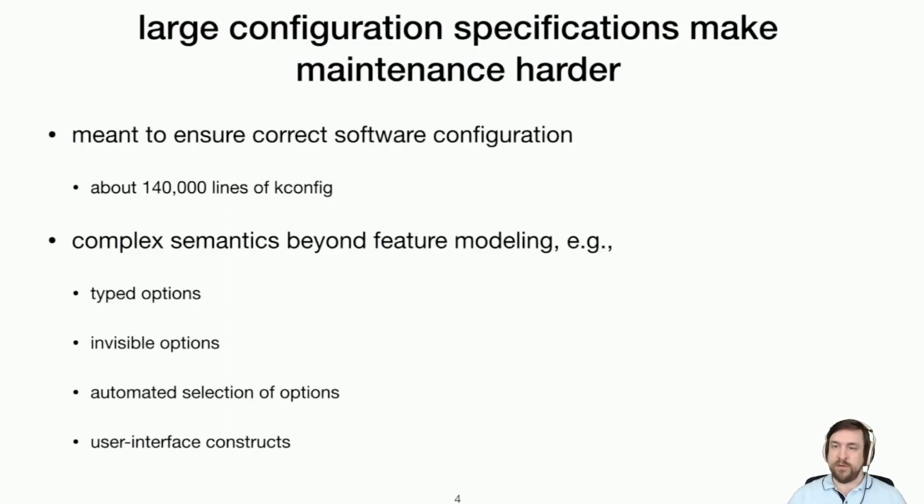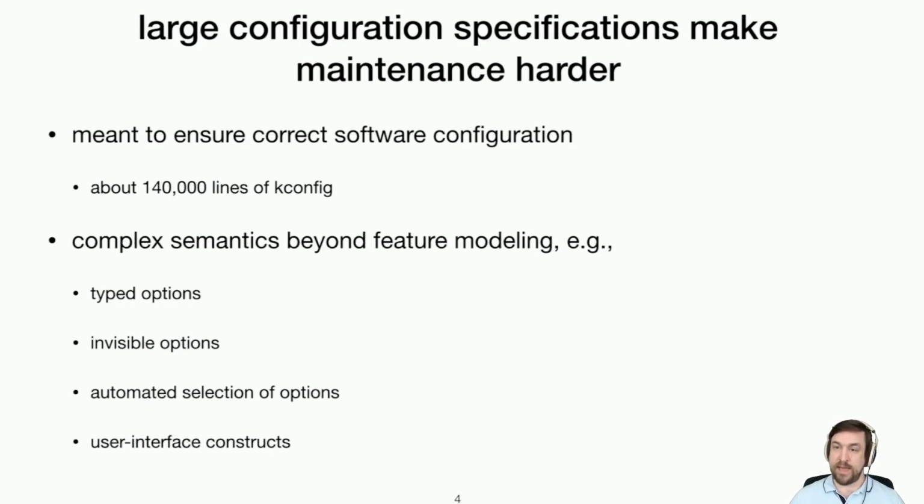But these large configuration specifications make maintenance harder. Even though they're meant to ensure software correctness, that the configuration is creating a correct piece of software, with 140,000 lines in the current Linux Kconfig specification, this specification itself becomes a software product that has its own maintenance challenges. And the Kconfig language has complicated and subtle semantics that go beyond just feature modeling.